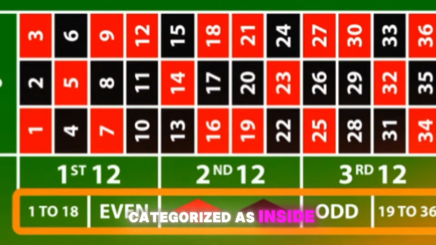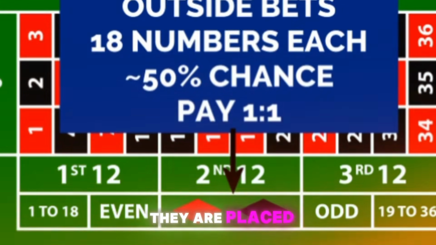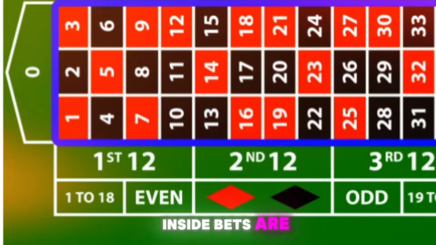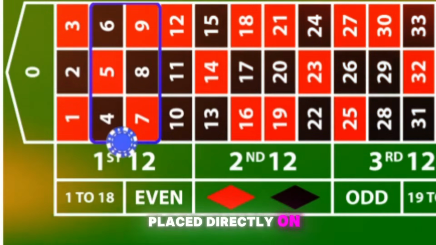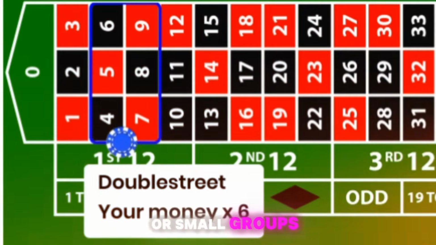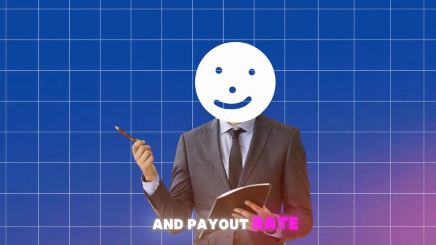Roulette bets are categorized as inside bets and outside bets based on where they are placed on the table layout. Inside bets are riskier but offer higher payouts. These bets are placed directly on specific numbers or small groups of adjacent numbers. Let me quickly explain the different bets and payout rates.